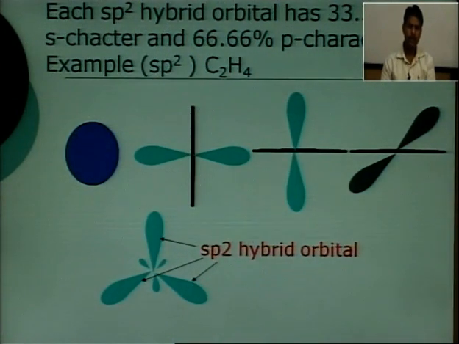Each sp2 hybrid orbital has 33.33% s character and 66.67% p character, that is 1/3 is s character and 2/3 is p character. Here one s and two p orbitals are intermixing with each other. The third p orbital does not take part in hybridization in sp2. The three sp2 orbitals shown below are all sp2 hybridized orbitals. The angle between them is 120, since 360 divided by 3 is 120. So the orbitals are directed towards a triangular shape.